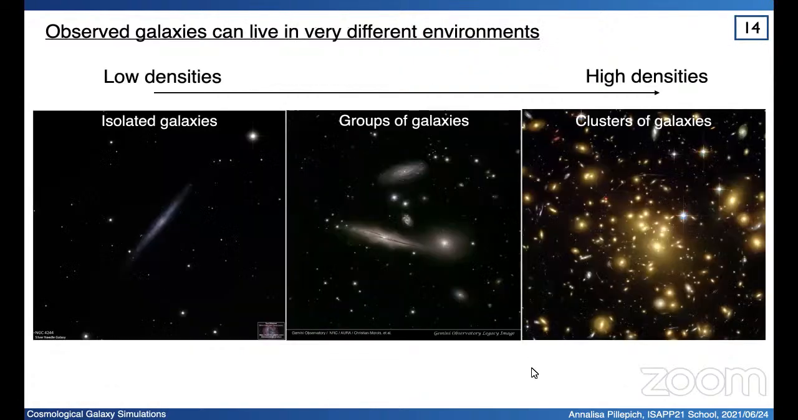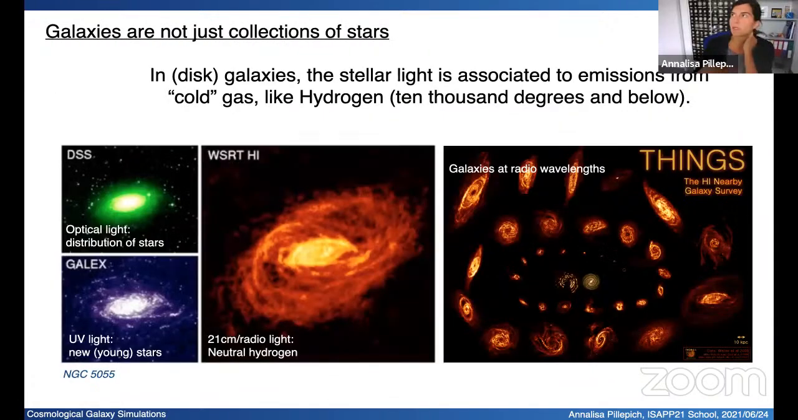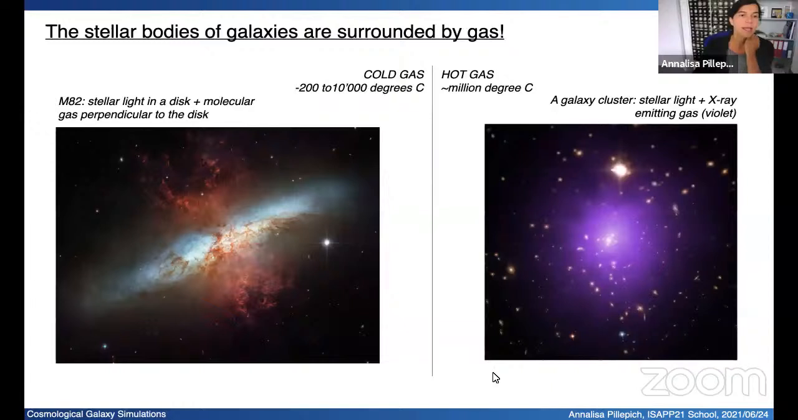And yeah, so galaxies are not just made of stars, but also gas. So we were saying here, for example, same galaxies in optical wavelength, in UV light. The UV light shows you new young stars, but also on 21 centimeter wavelength at radio level. And this is telling you about neutral hydrogen. This is the same galaxy. These are different galaxies also seen at radio wavelength, but you can see the diversity of morphologies even in the HI gas in this case.